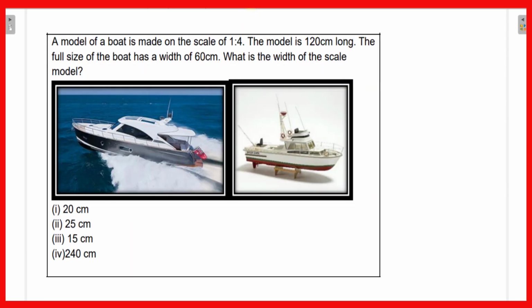So let us see the first question which is on the screen. A model of a boat is made on a scale factor 1:4. The model is 120 centimeter long. The full size of the boat has a width of 60 centimeter. What is the width of the scale model? Now even this question is given to you directly. Instead of giving these images and the previous information, you are able to solve this. There is no need of the previous knowledge that is given in the question or these images.